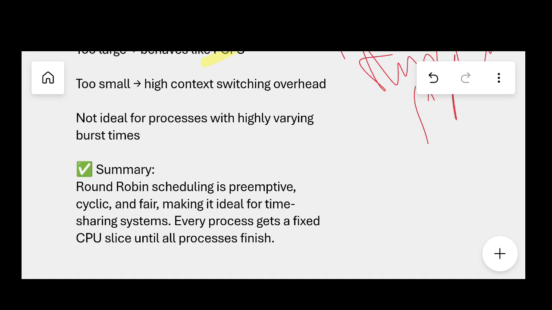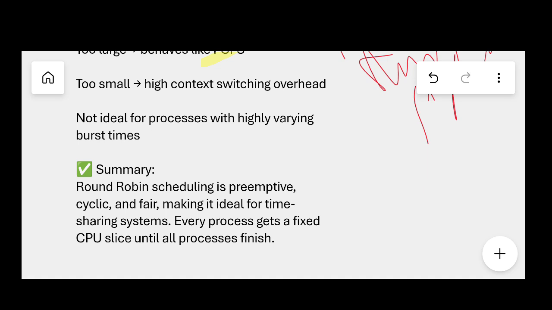Round robin is a preemptive CPU scheduling algorithm. This means every process gets a fixed amount of CPU time called a time quantum. If a process doesn't finish in its time quantum, the CPU stops it and moves it to the end of the ready queue. Then the next process in line gets CPU time. This way all processes get a fair chance to use the CPU without waiting too long.